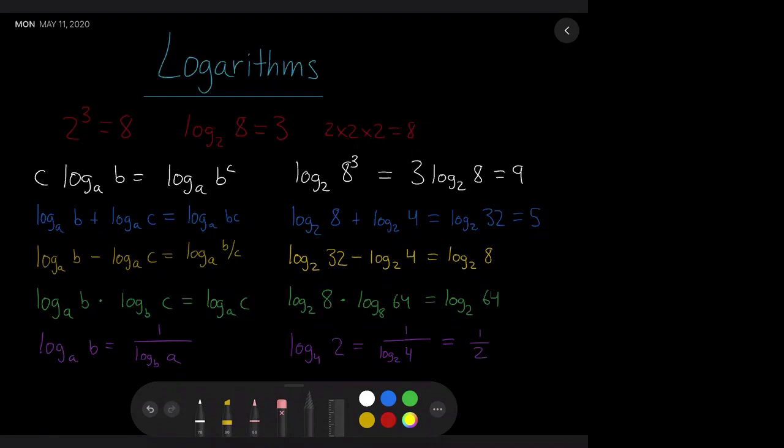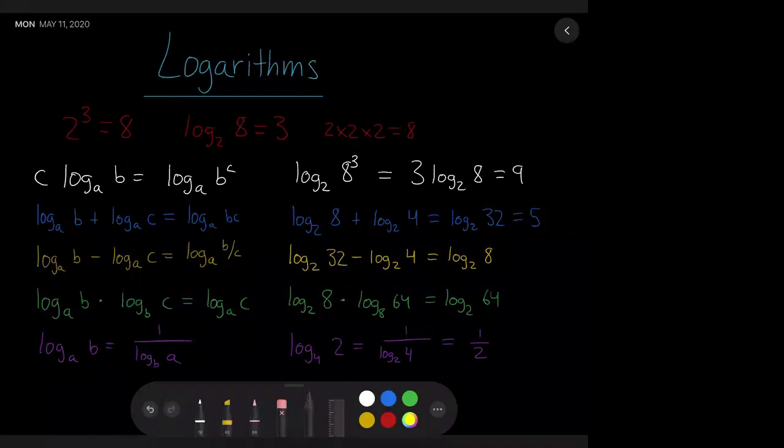Next property is log base a of b plus log base a of c is equal to log base a of bc. Okay, but what does this mean? Again, example problems help you understand things. Log base 2 of 8 plus log base 2 of 4, what does that equal? Well, we know the log base 2 of 8 is 3, and log base 2 of 4 is 2, right? So that's 3 plus 2 equals 5. And the answer is that log base 2 of 32 is equal to 5, because you multiply 2 five times, and it becomes 32.